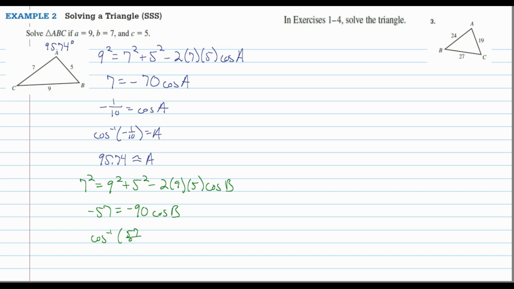The inverse cosine of 57 over 90 is going to be angle B, and I get that angle B is about 50.70 degrees. So if I take 180 degrees minus the 95.74 that I got for angle A, minus the 50.70 that I just got for angle B, I get that angle C is about 34.19 degrees.